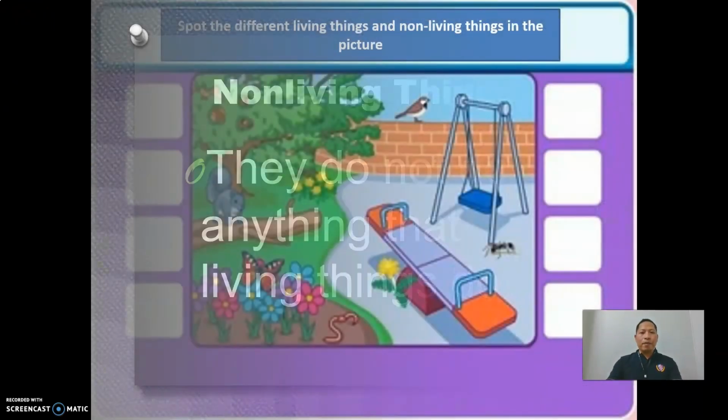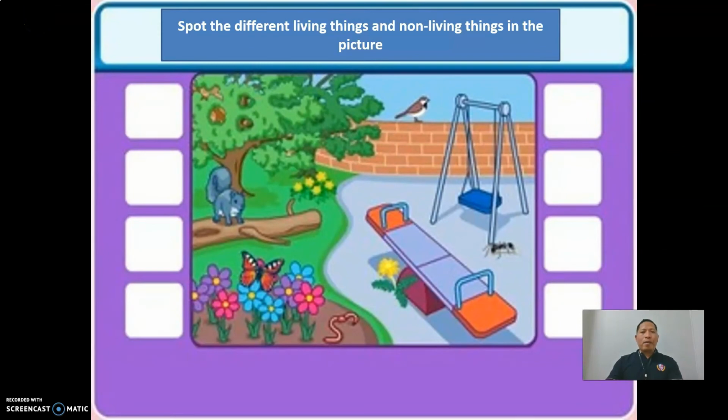So let's have a game for 5 minutes, not just a game, but with the help of your mother and father. This activity can help you spot the different living things and non-living things in the picture. So you can pause this video to find the living things and name them in 5 minutes, okay?